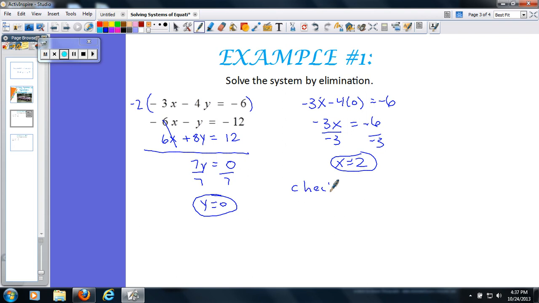Now let's check our answer. I'm going to plug both these values into the second equation. Negative 6 times 2 minus 0 equals negative 12. Negative 6 times 2 is negative 12 equals negative 12, and this checks. So my answer is 2 comma 0.